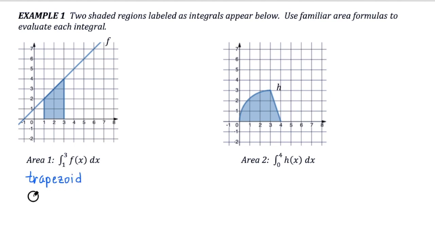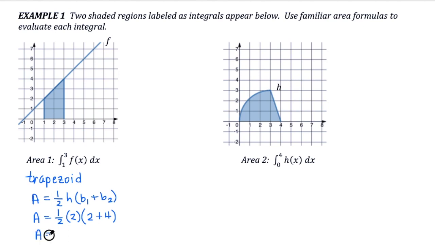And you should be familiar with the area formula for a trapezoid, which is just 1/2 height times the sum of the bases. Now, by looking at my graph, I am able to determine that the height of the trapezoid, remember the bases are the parallel sides, so the height is here from 1 to 3, which is a total of 2 units. The bases are the lengths of the parallel sides. The one on the left is 2 units long, and the one on the right is 4 units long. So I have a 2 plus 4.